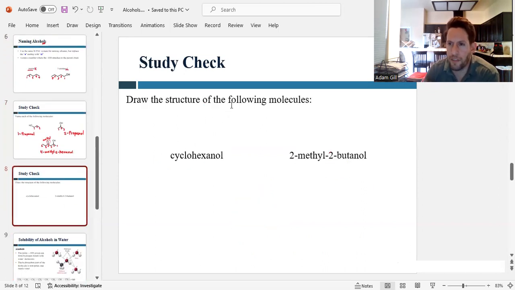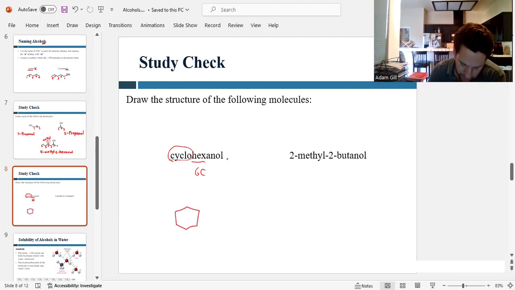All right, let's practice going the other way around. If I give you the name, can you draw the structure? So cyclohexanol. So hex tells us that there's 6 carbons, and cyclo tells us that it's in a ring. So 6 carbons in a ring, and we have to have an alcohol somewhere. Doesn't matter which carbon you put it on, because it's the same thing as just drawing the molecule rotated.